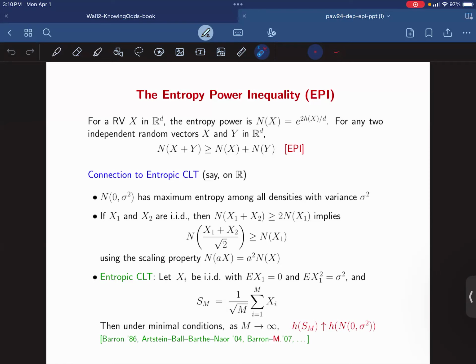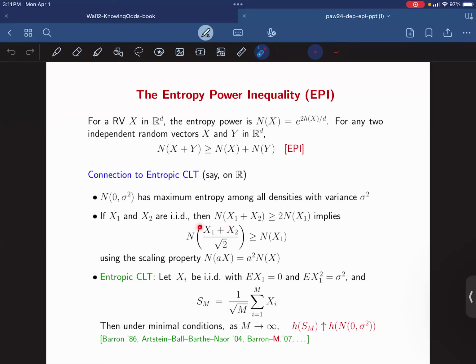It's a classical fact. So this is an aside just to illustrate the importance of this inequality. It's a classical fact that if we consider densities with fixed variance, sigma squared, let's say on the real line for simplicity, then the Gaussian distribution with variance sigma squared has maximum entropy in this class. And so now, what does the EPI tell us about summing two IID random variables in the setting of the classical central limit theorem? So we're going to assume IID.